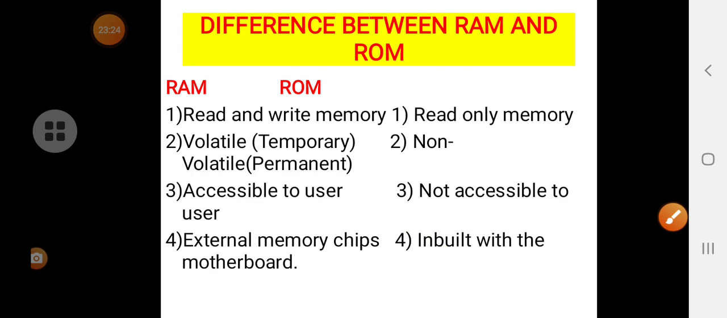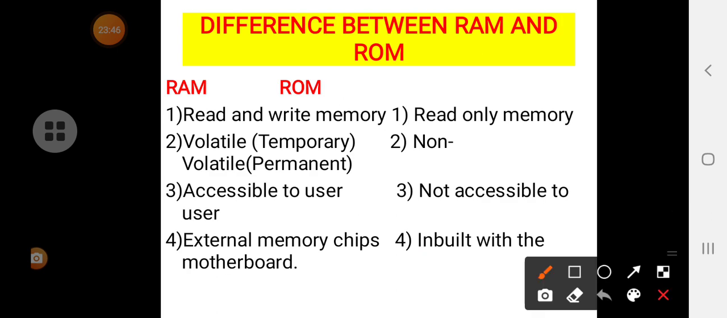This is a main question, an important question for 3 marks. Write the differences between RAM and ROM. RAM is volatile memory, ROM is non-volatile memory. RAM is read and write memory, whereas ROM is read only memory. The user has access to RAM, but ROM is not accessible to the user. RAM is external memory chips, that is, on the motherboard you can place the RAM in the RAM slots, but ROM is inbuilt with the motherboard.